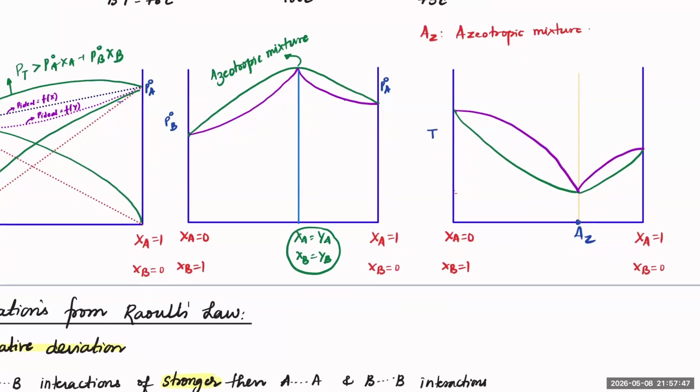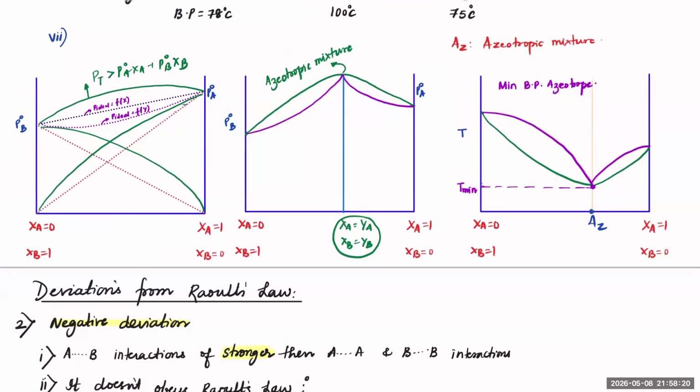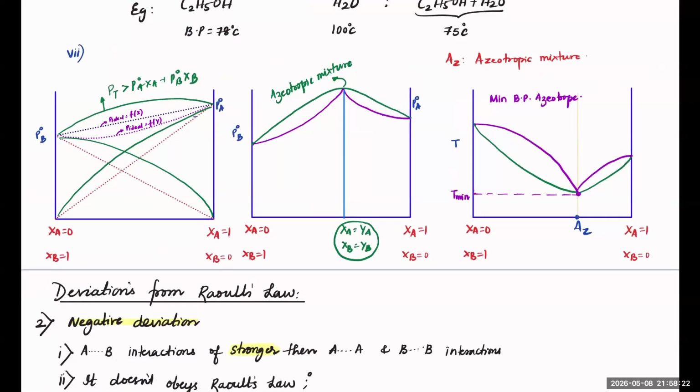So have you noticed this particular point here now? At this point, you're getting a certain point where this temperature is minimum. Okay. So this is the minimum temperature at which you will get this point. Okay. So this is called minimum boiling point temperature. Correct. So this is called minimum boiling point azeotrope. So for a minimum boiling point azeotrope, this is how the graph looks like.